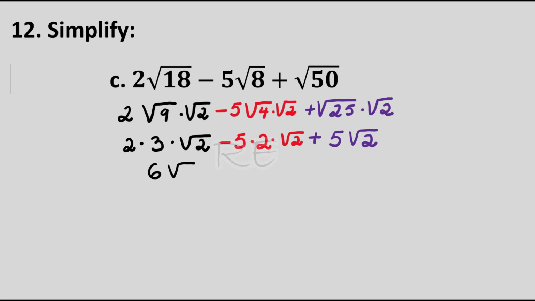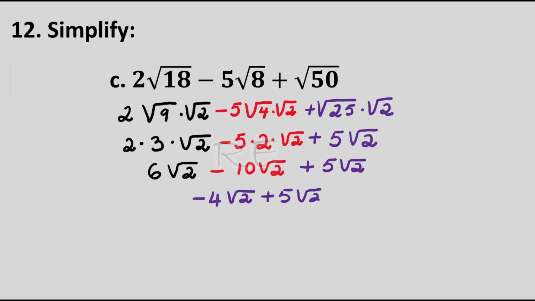2 times 3 is 6, so 6 square root of 2. Minus 5 times 2 is 10, minus 10 square root of 2. Plus 5 square root of 2. Now 6 minus 10 will be negative 4 square root of 2 plus 5 square root of 2. And negative 4 plus 5 will be equal to 1. So it's 1 square root of 2, which is written square root of 2.